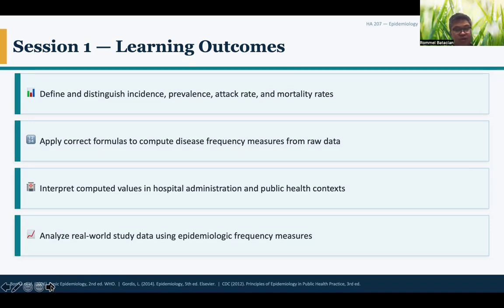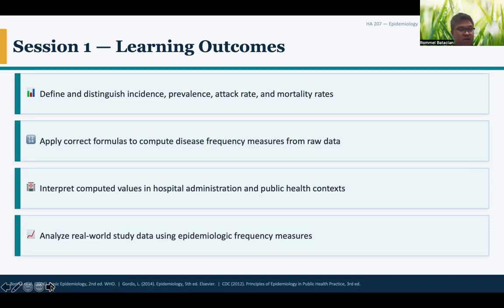Third, you have to interpret computed values in hospital administration in a public health context. A number without interpretation is useless. What does, for example, an incidence of 4 per 1,000 mean for bed planning? What does a mortality rate of 2.2% tell you about the management of critical case patients? That interpretative skill is what we're trying to build.